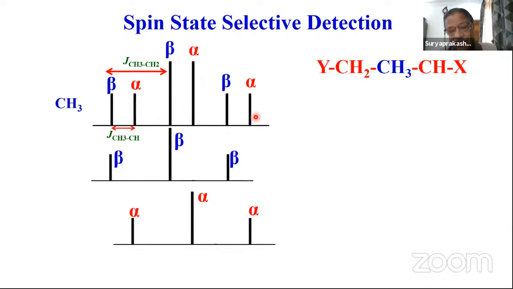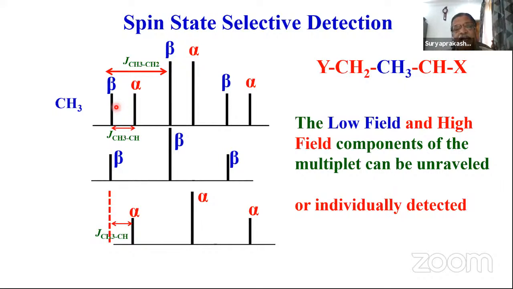One way is I can separate out, or individually detect. That's another beauty. In NMR, we can play with the nuclear spins to detect individually either the alpha component or the beta component of the spin. You can do that. Then my job becomes very simple. I can measure this, I don't want to go into the details. When I do this, it is called spin state selection. I can measure the couplings very easily.